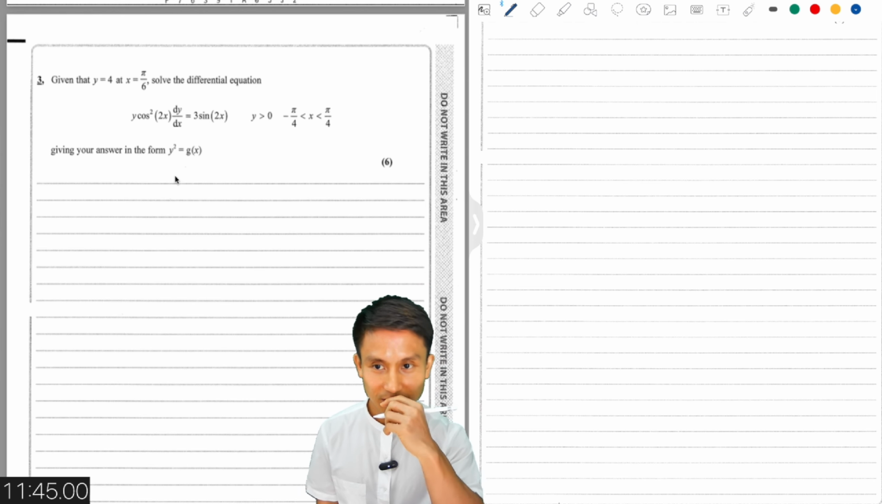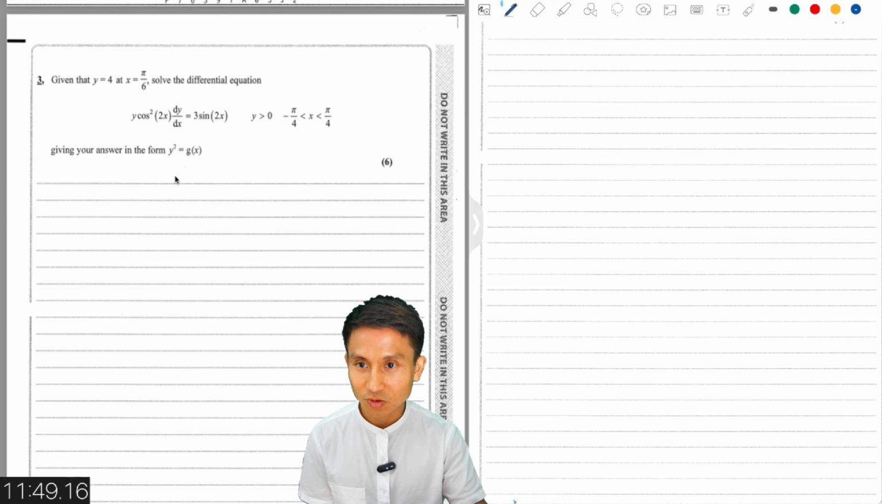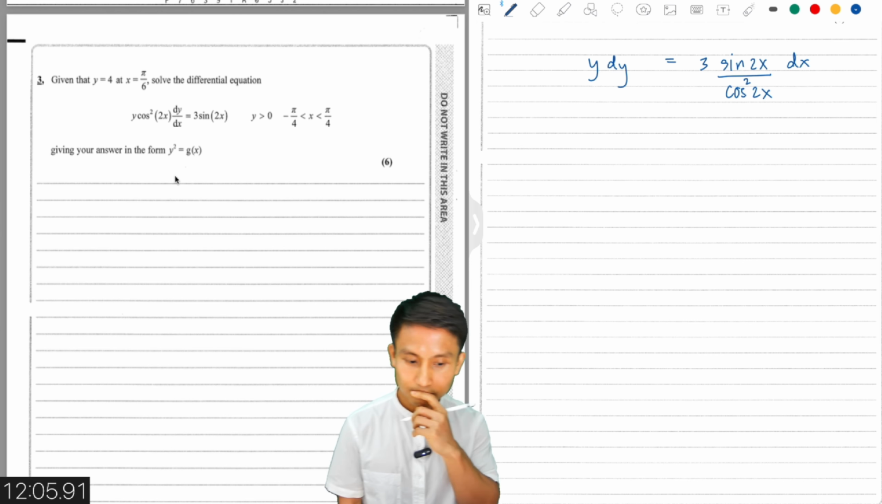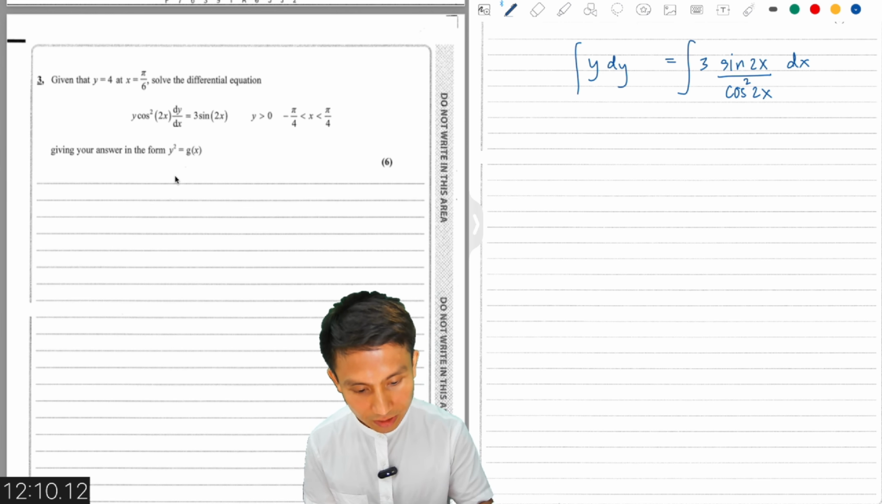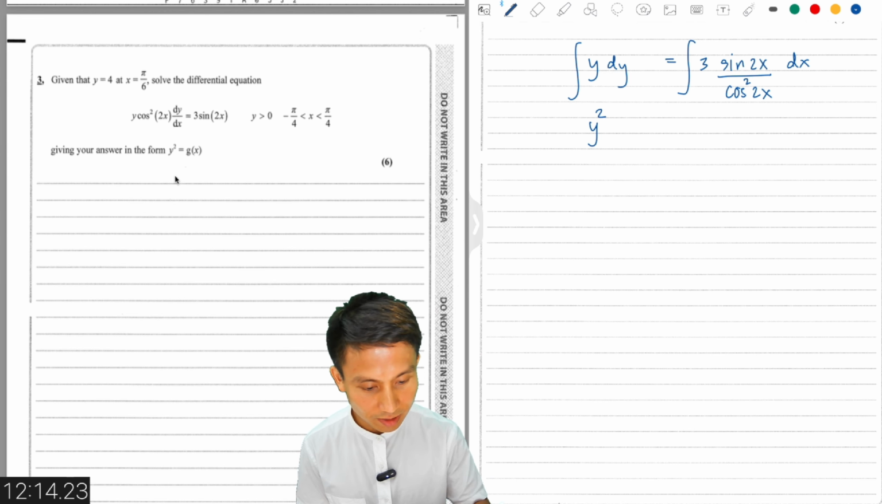So we're going to put dx to the x side, and seems like we also have sine and cos together there. So we have y dy here, and then equals 3 sine 2x over cos squared 2x dx here, yeah? All right, just checking here. Okay, so integrate that. On the left side, of course, we have y squared.